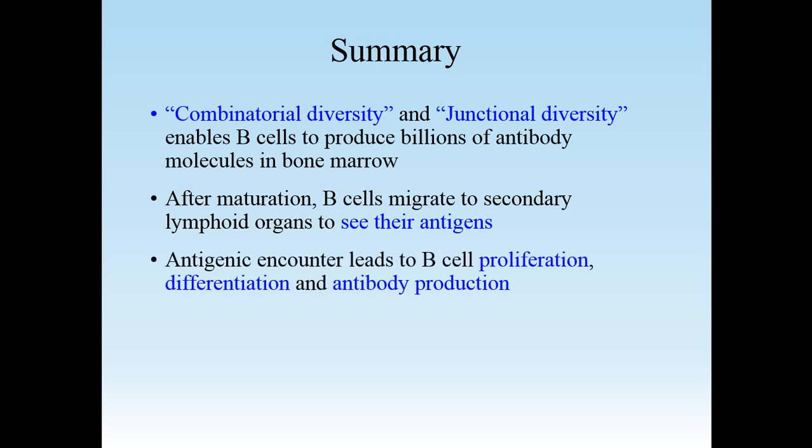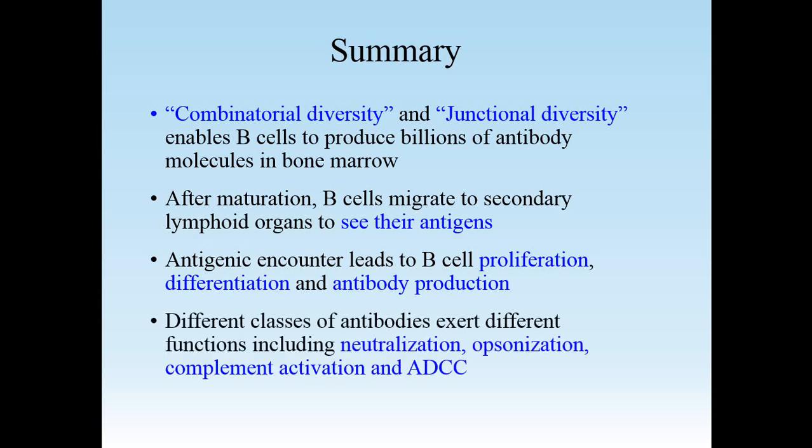After B cells see their antigens, they proliferate, they differentiate and produce antibody, and it will depend on the nature of the antigen and the involvement of T cells. The type of B cell response that we'll be having could be T independent or T dependent. And then finally, different classes of antibodies use different mechanisms to protect us. Sometimes they neutralize, sometimes they opsonize, sometimes they activate complement, and sometimes they do ADCC. And one type of ADCC is against worms, which entails degranulation of eosinophils.